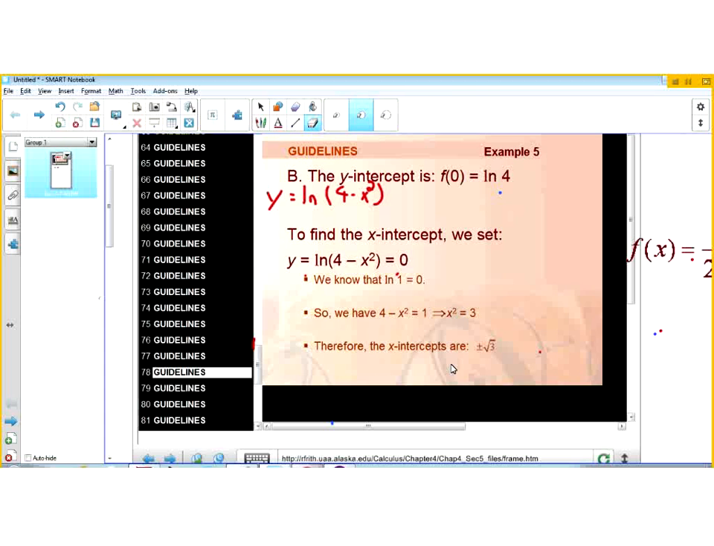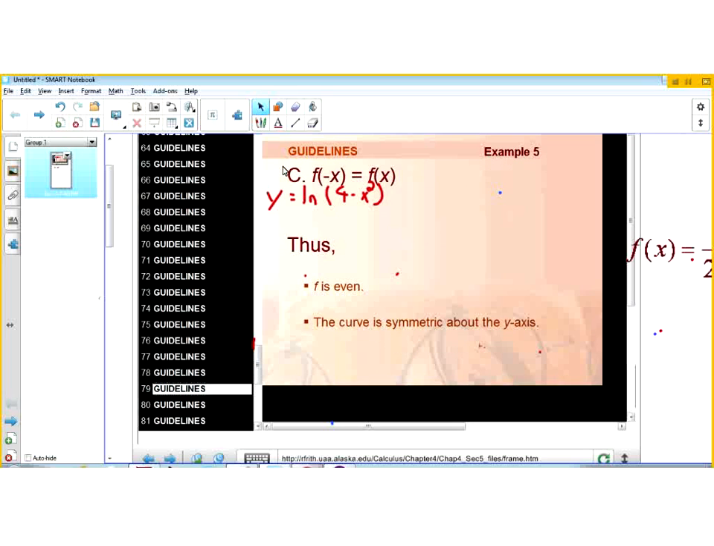Is that within our domain? Are both of those numbers within our domain? Yes, because the square root of 3 is 1.7, and the negative square root of 3 is greater than -2. So we have 2 x-intercepts and a y-intercept. All right, slide 79. So the function has even symmetry.